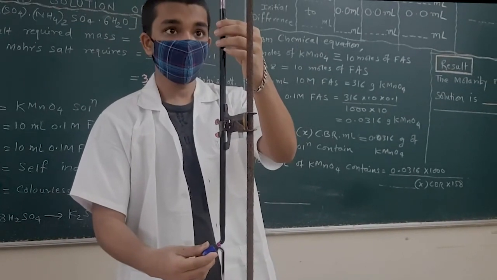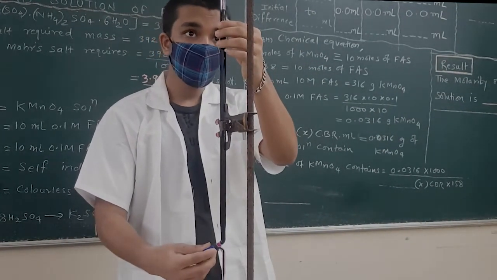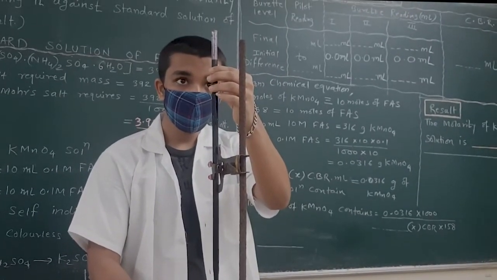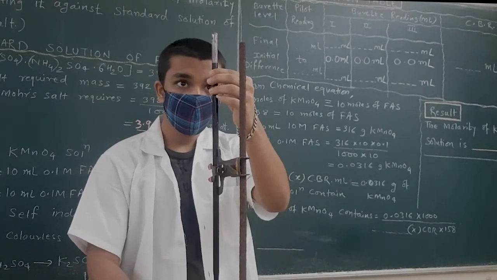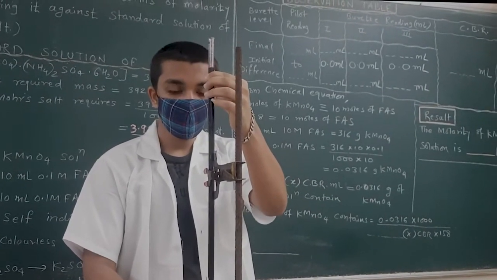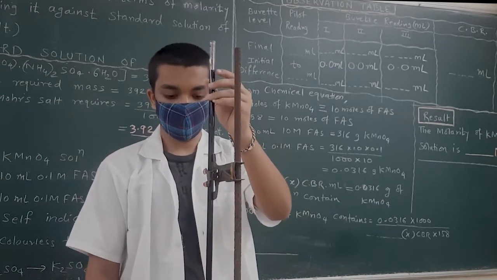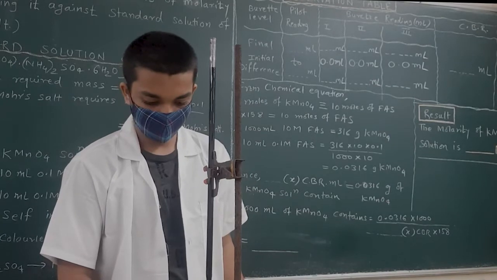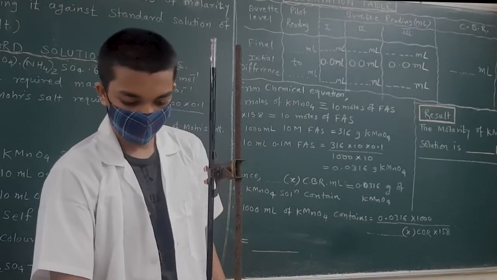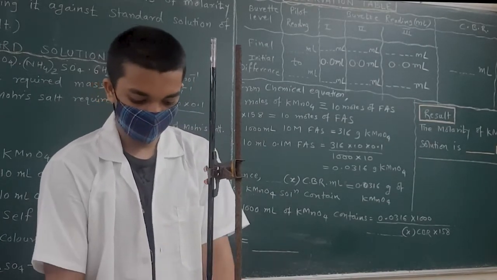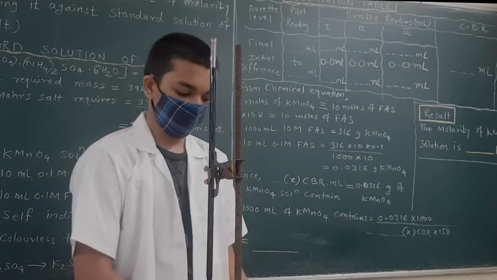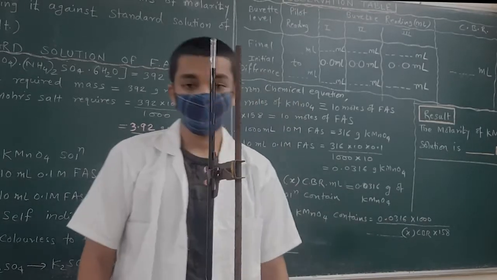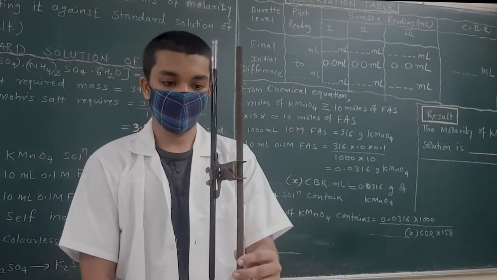And KMnO4 is a colored solution, so for a colored solution we need to see the upper meniscus. For the 11th standard, if you remember, the solution in the burette was a colorless solution, so we used to see the lower meniscus. But KMnO4 is a colored solution, so the lower meniscus will not be visible. So we have to see the upper meniscus. Now our burette is ready. As you can see, the solution is in the nozzle part also.